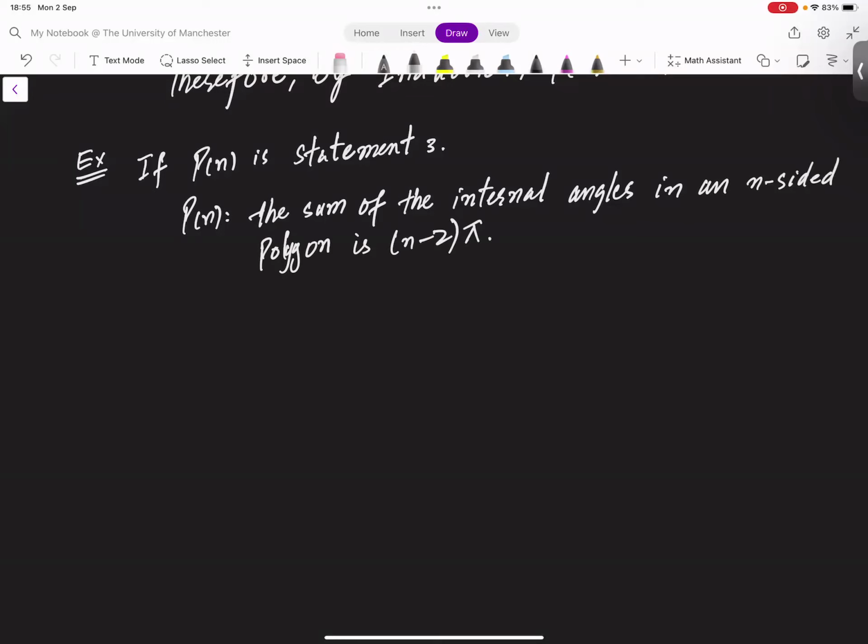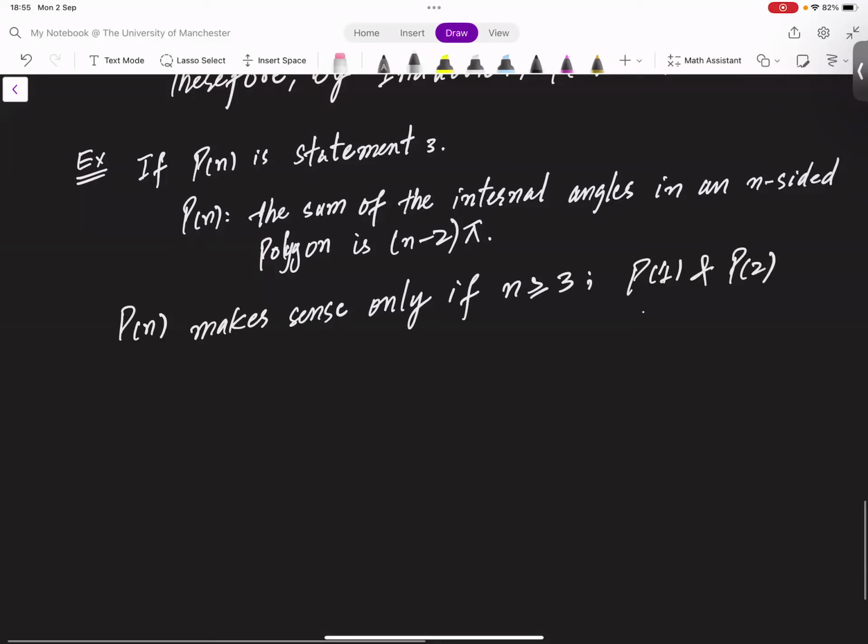Now, you can see P of n only makes sense if n is greater than or equal to 3, which means P of 1 and P of 2 make no sense. There is no such thing as a one-sided or two-sided polygon. So to take care of such a situation, we need a slightly modified principle of mathematical induction.